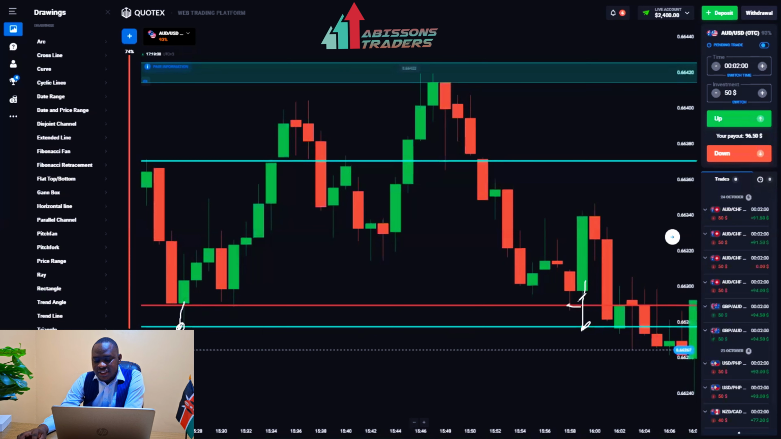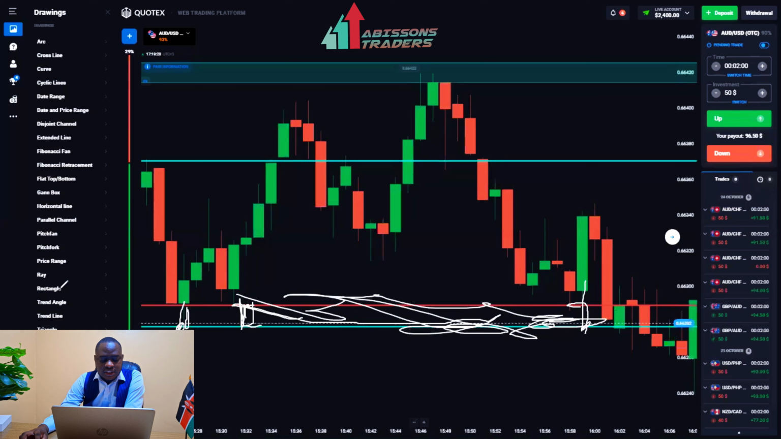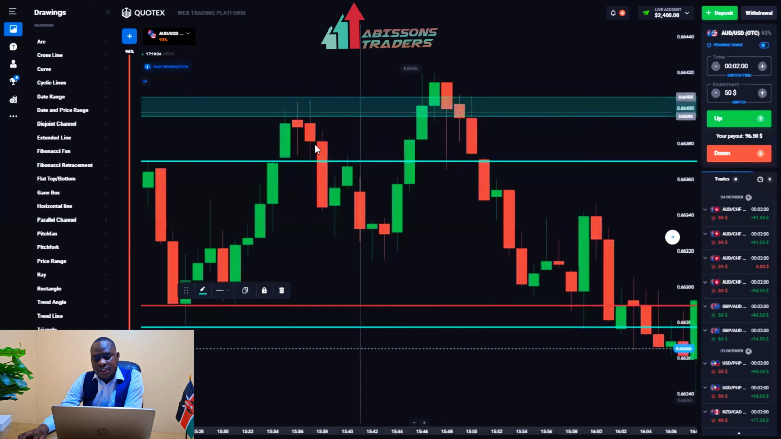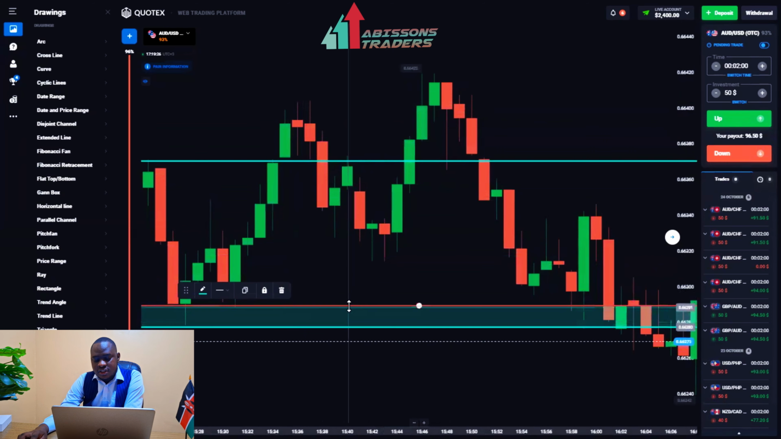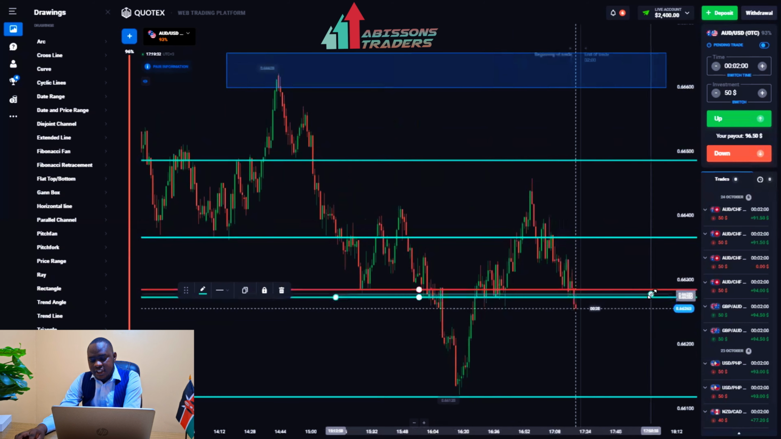So which means that this is a zone from here to here. This is a zone from here to here. All of this is a zone. All of this is a zone. So for you to mark it easily, or at once, you just use the rectangle. So you just cover that area like that. You can see now the area is covered.